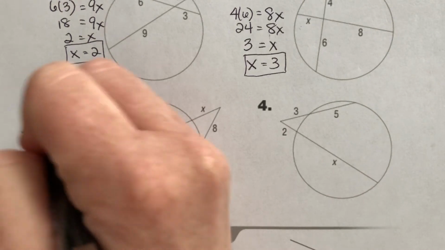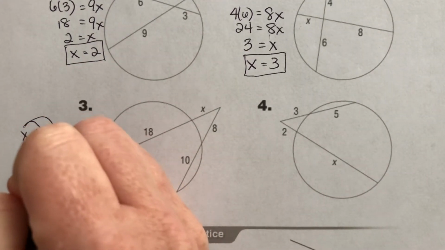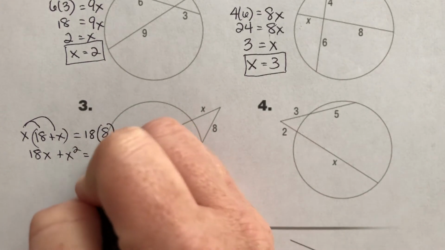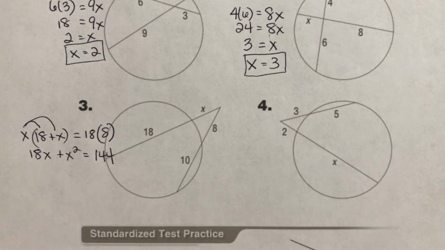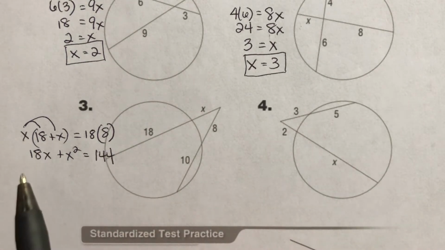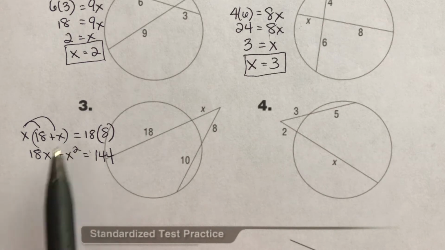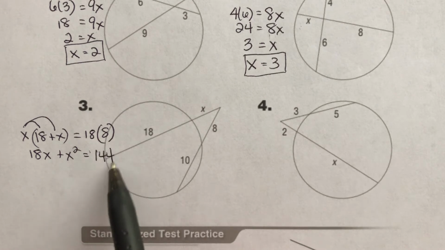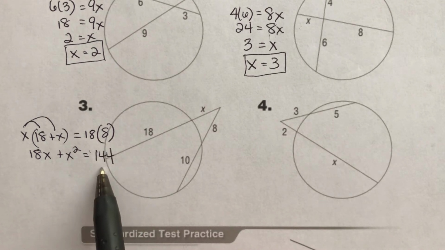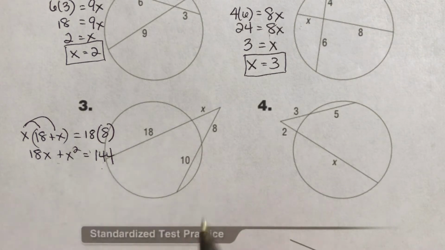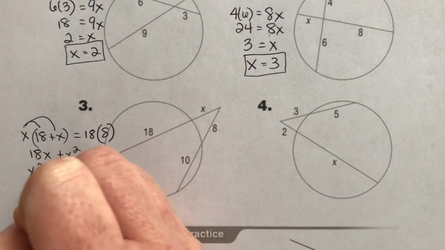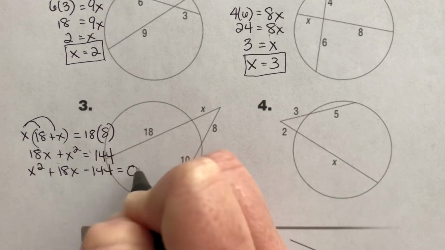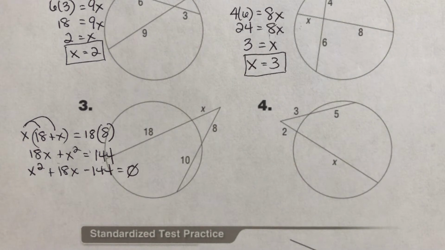So here I'm going to distribute, and I get 18X plus X squared. And then 18 times 8 is 144. So I can see here I have all the parts of a quadratic equation. Nothing's going to get canceled out here. We're going to keep all those parts, so I need to move them all to one side of the equal sign. I'm going to turn this side into 0. I'm going to subtract 144 from both sides of my equal sign and get X squared plus 18X minus 144 equals, and then I'm left with 0 on the other side. So now I can factor.